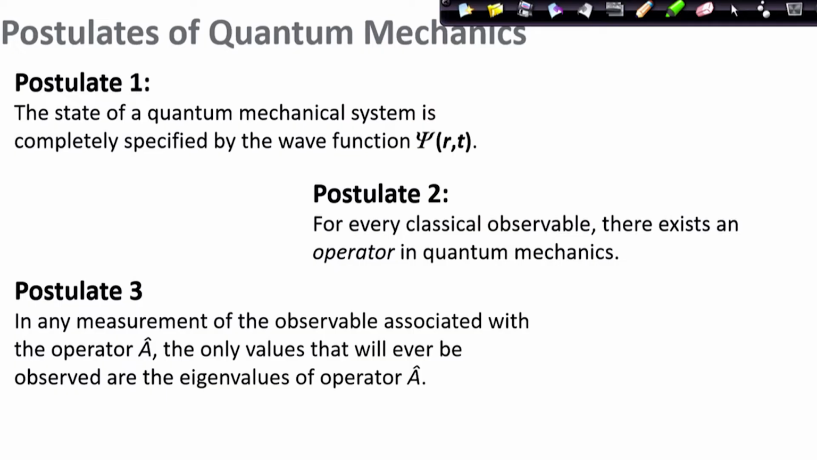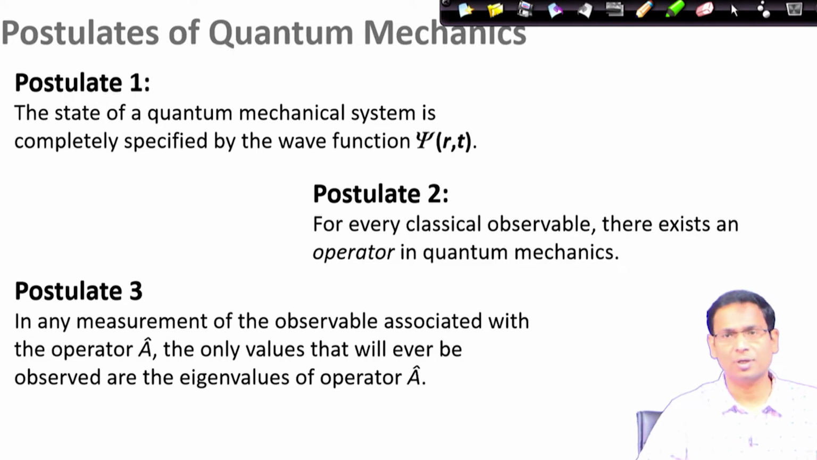And the third postulate said that when you make a measurement corresponding to a quantum mechanical operator A, the only values that will ever be observed are the eigenvalues of operator A. So, in this context we learned how to determine eigenfunctions and eigenvalues of different operators, because the eigenvalues are the only quantities that are going to be observed in an experiment.